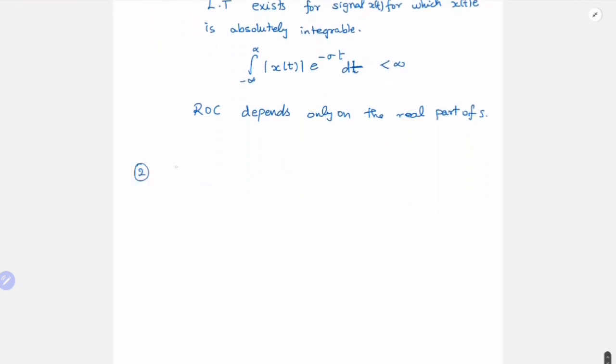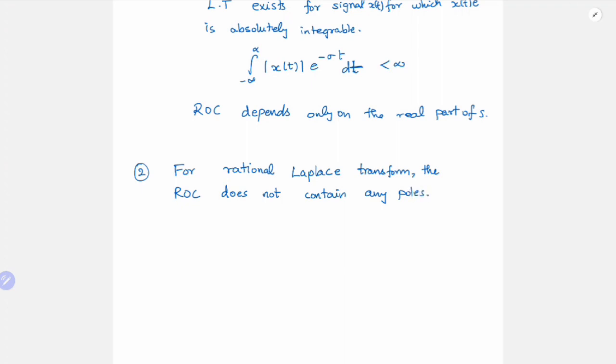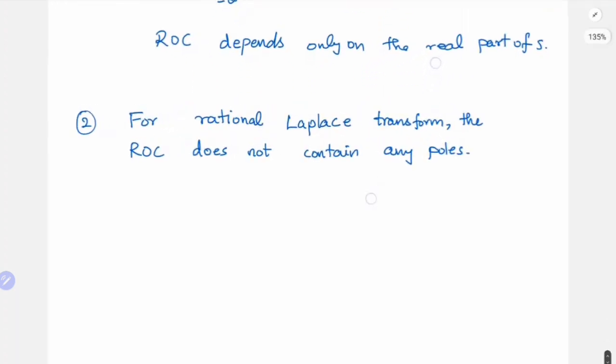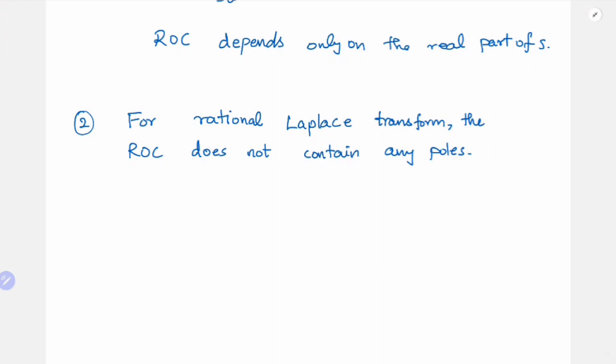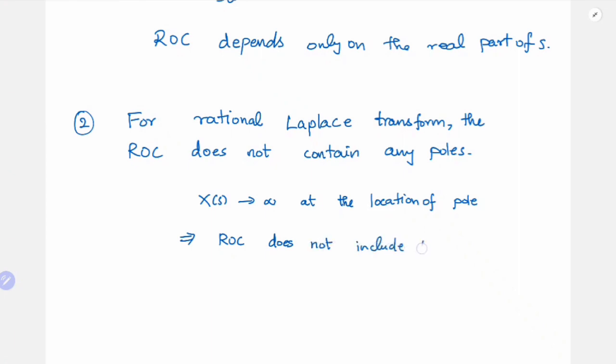The second property is for rational Laplace transforms, which we saw, of the form N(s) by D(s). The ROC does not contain any poles. Why does it not contain any poles? Because if it contains them, then at that point the value of X(s) will go to infinity. So we need to give that restriction. X(s) tends to infinity at the location of a pole, which implies that the ROC does not include that location.